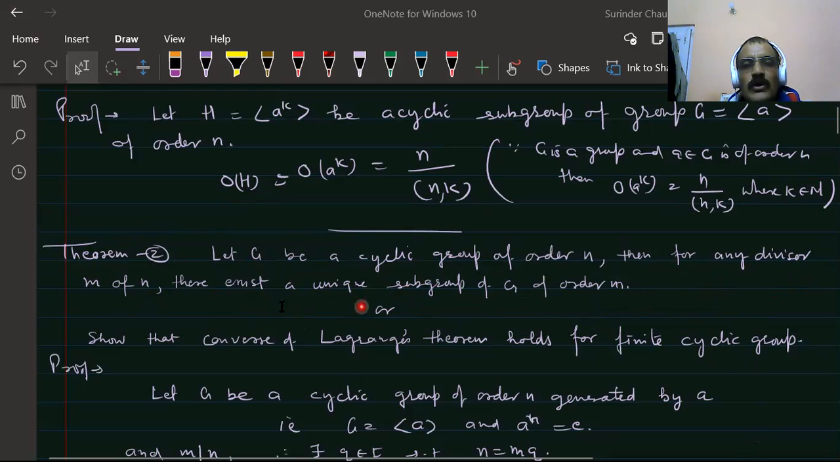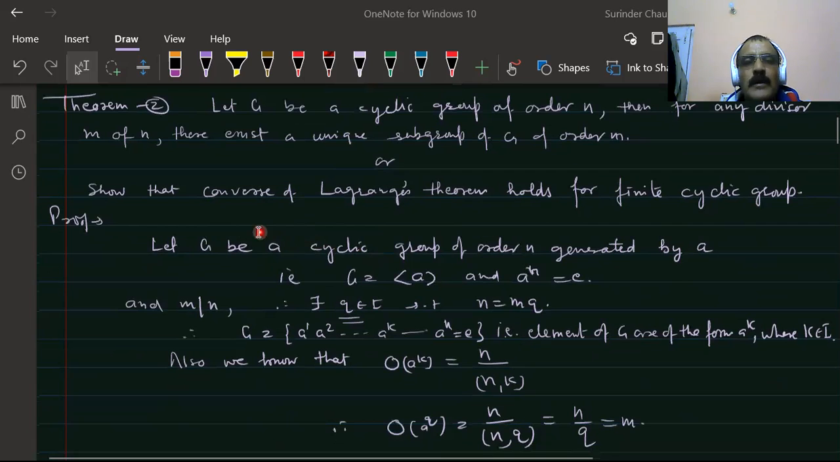Then for any positive divisor m of n, there exists a unique subgroup of G of order m. And this is also called the converse of the Lagrange theorem. Show that the converse of the Lagrange theorem holds for finite cyclic groups. So the proof will be: let G be a cyclic group.